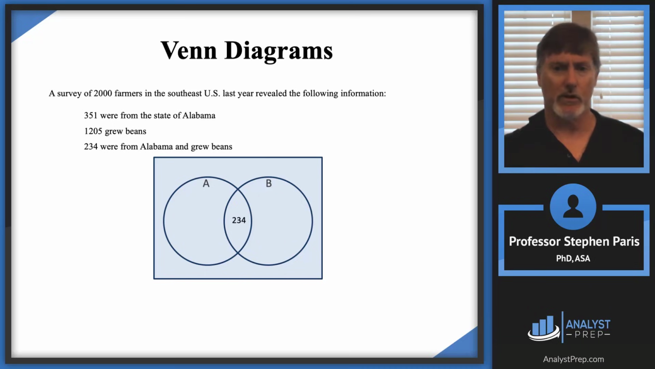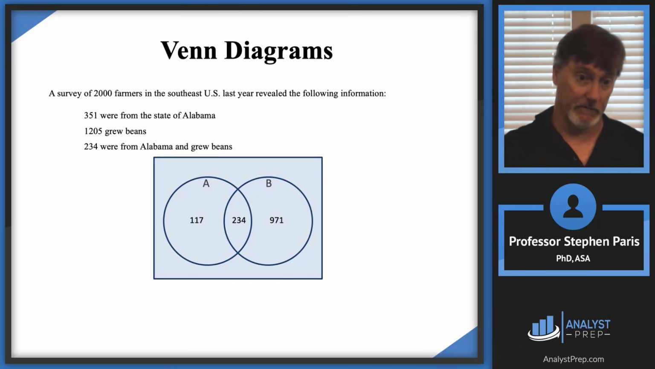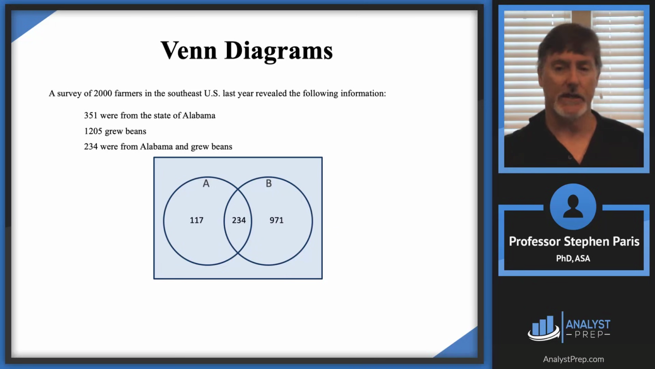So now I'm going to work my way outside. I've got the 234. You start in the middle. Let's work our way out. I was told that there were 351 farmers from the state of Alabama, but you've already accounted for 234 of them that I have highlighted there. So the rest of them, the 351 minus the 234, or 117, would go in set A, but outside of set B. Likewise, I've got 1,205 bean growers, but I've already accounted for 234 of them, and so the rest of them, the 971 there, would be bean growers, in set B, but outside of set A.